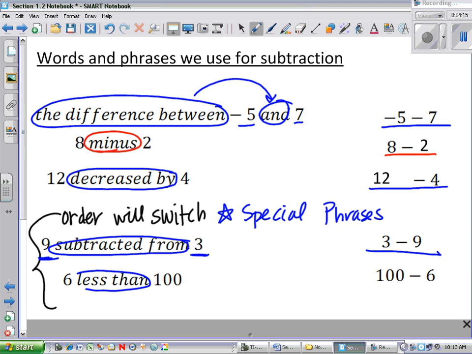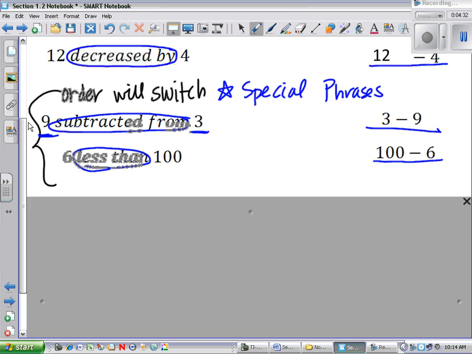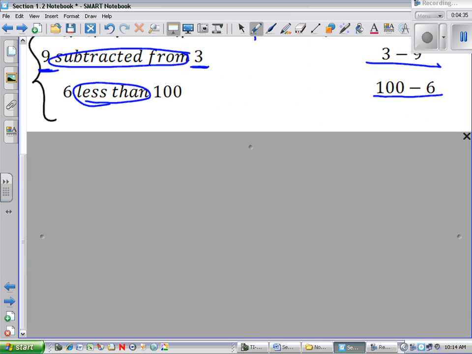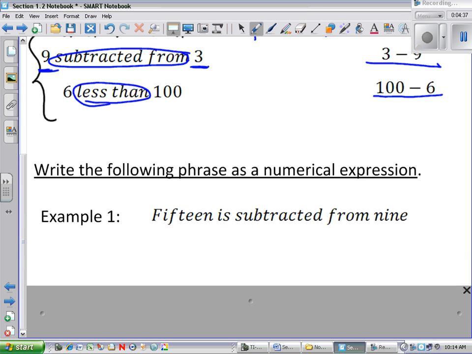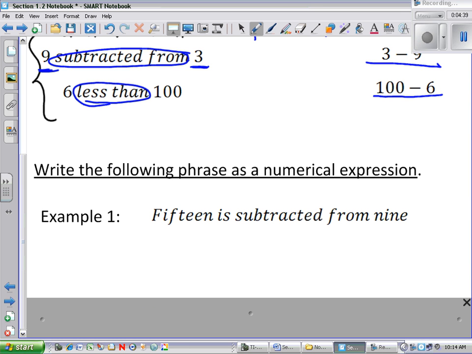6 less than 100. Less than, again, that's a special phrase. I have to switch the order. 100 minus 6. So those are 2 very special phrases, and we'll see those come up a lot, and we'll have to note when we see those phrases, that's when the numbers switch order from writing it in words to writing it in symbols.